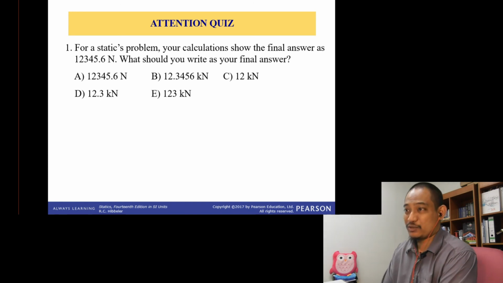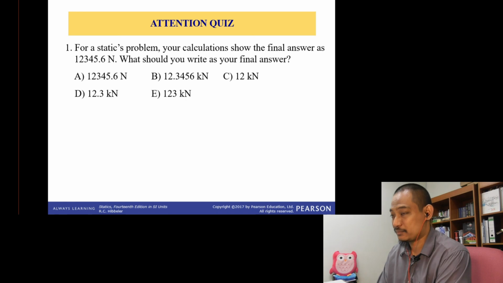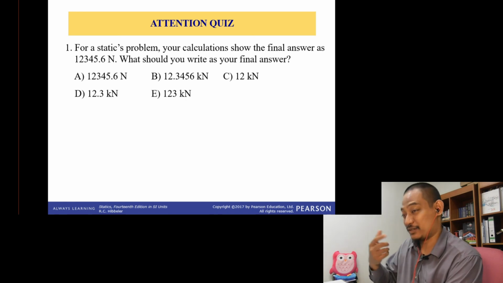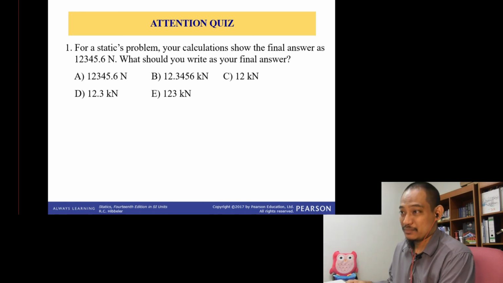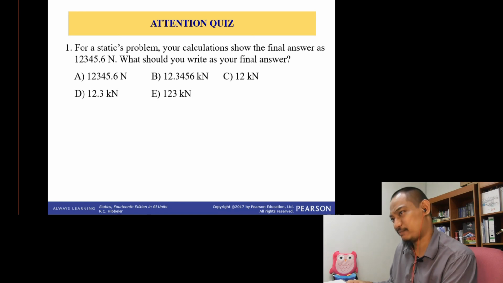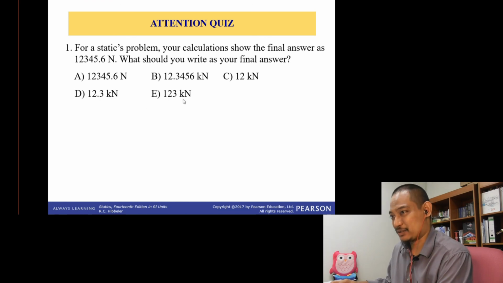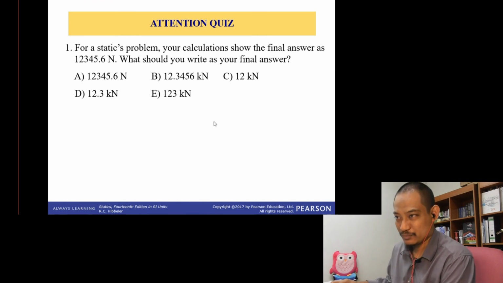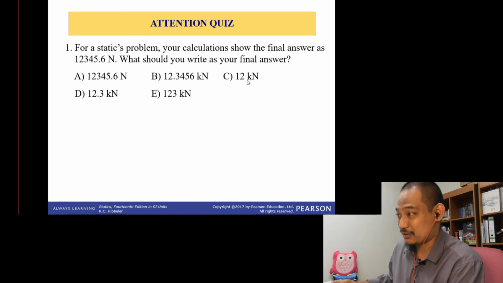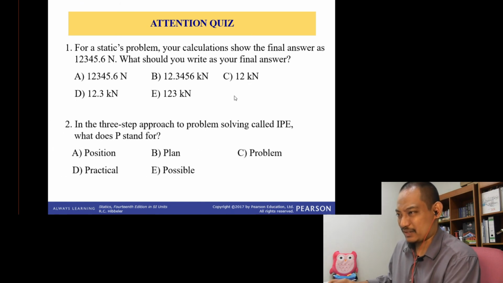Alright. What's wrong with A? Well, it's not 3 significant figures, right? What's wrong with the others? You cannot say E, right? Because this is wrong. Of course, obviously this is wrong. Okay, you cannot say C as well, right? I think you understand, right?